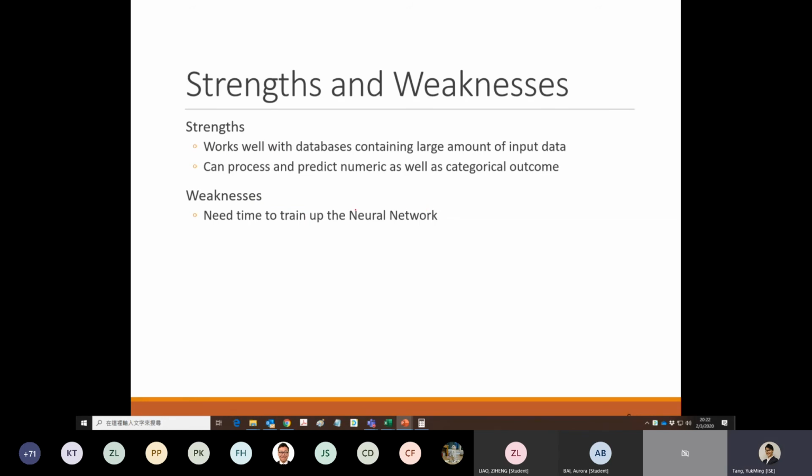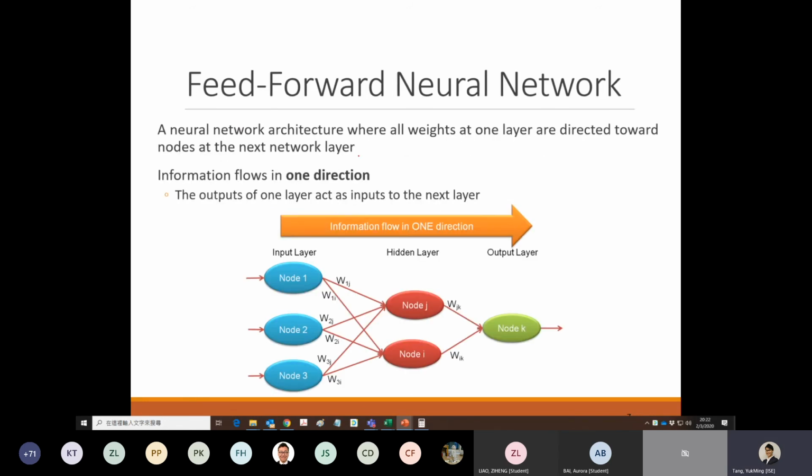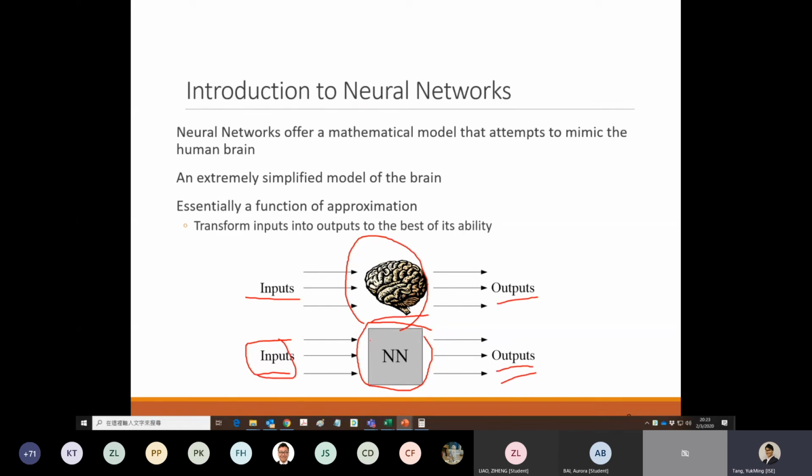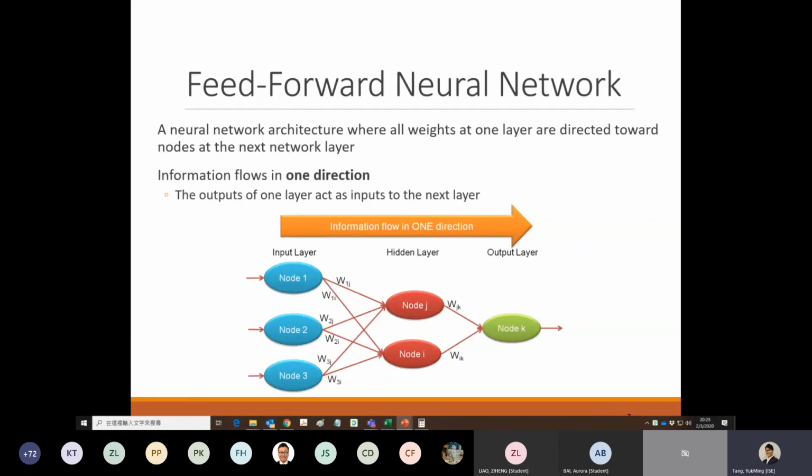So these are the strengths and weaknesses. I'm not going to talk about them in detail. Let's look at how learning can be performed using the neural network. As mentioned before, we have some inputs, and with the neural network we finally get the output. The fundamental neural network is divided into 3 different layers: input layer, hidden layer, and output layer. This is the input, this one is the output, and this one is very important, just like our human brain. It is called the hidden layer.